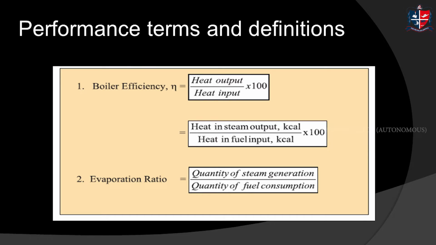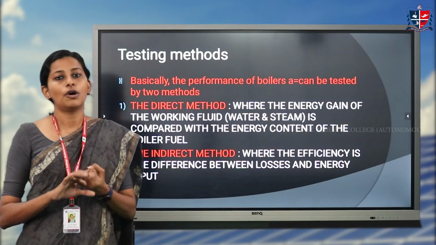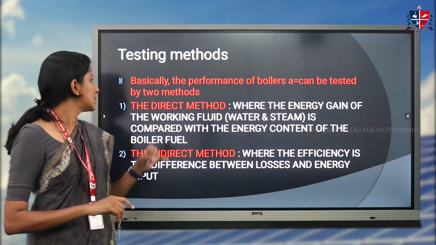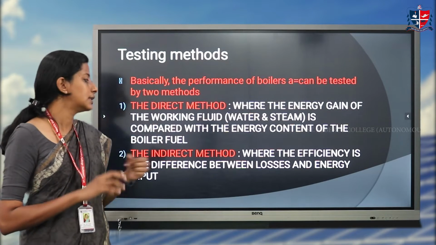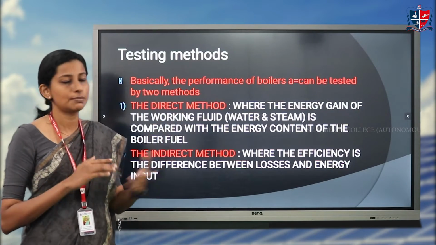So just keep in mind these two equations. Efficiency is heat output by heat input. Evaporation ratio is the amount of steam generated by the amount of fuel that has been consumed. Now, there are basically two methods to calculate these two parameters. The evaporation ratio has to be computed, and boiler efficiency also has to be computed. So there are two testing methods: one is the direct method and the other one is the indirect method.